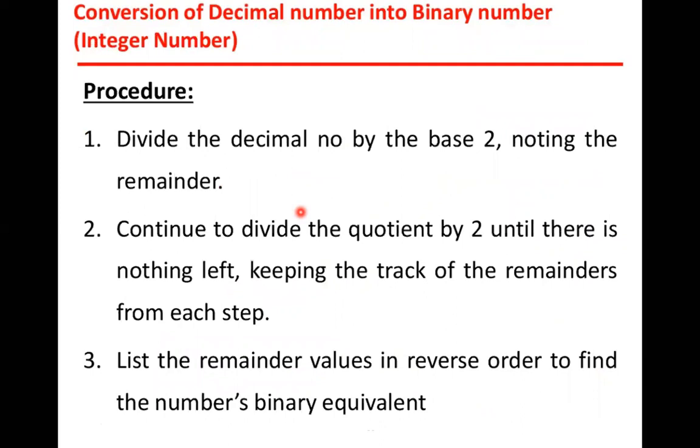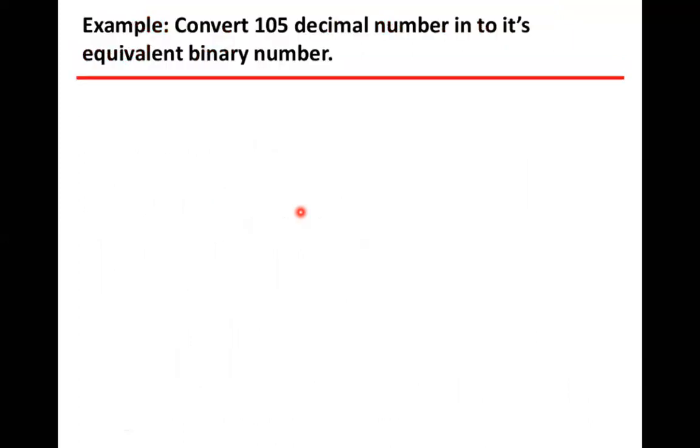What is the procedure? The procedure is to divide the decimal number by the base 2, noting the remainder, and continue to divide the quotient by 2 until there is nothing left, keeping track of the remainders from each step. List the remainder values in reverse order to find the number's binary equivalent. So this is the procedure. Let's take an example for this.